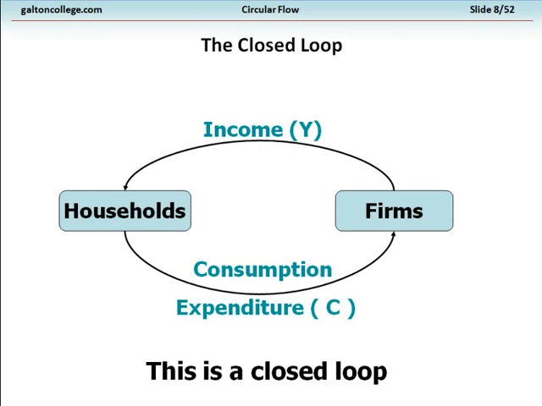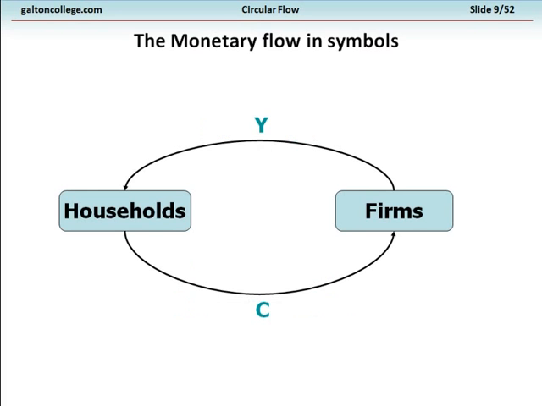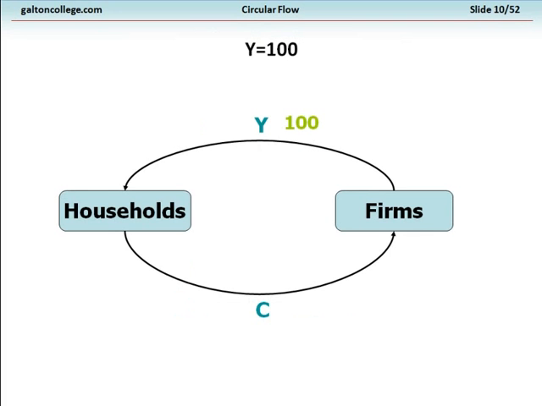So if we just use symbols for a moment, we have Y for income, C for consumption expenditure, and that's the monetary flow in symbols. It's a closed loop, so if, for example, Y is 100, then C would be 100. It can't be anything else. It's closed. It can't go anywhere else. If Y is 500, you guessed it, C is 500. It can't go anywhere else.